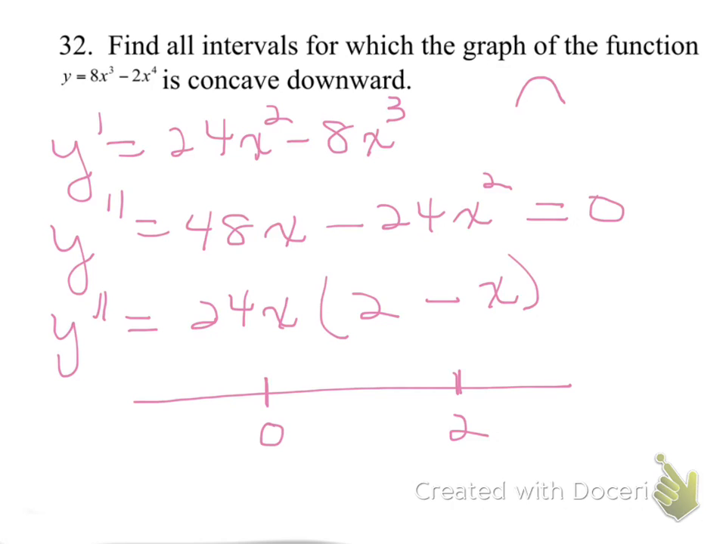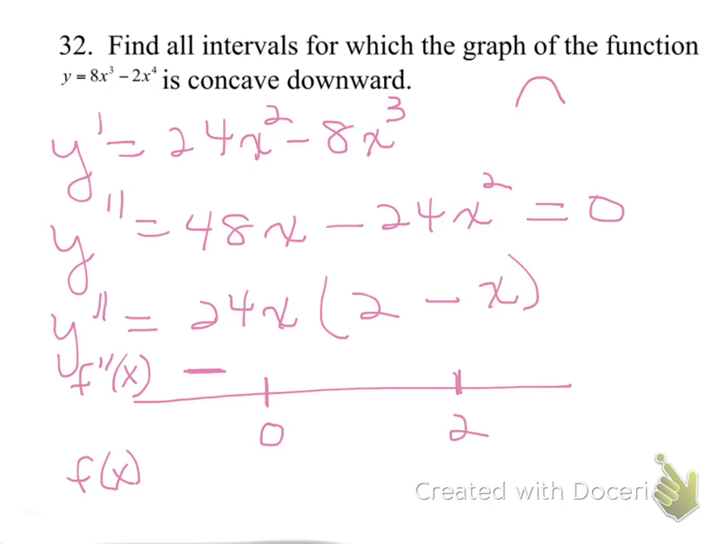So this time, I want to check the second derivative, and then I want to know the direction of my function. So this is still going to be the function, but this is going to be the second derivative. If I check to the left of 0, so if I plug in a -1, 2 minus -1 gives me a negative times a positive, which is going to give me a negative. So I have a negative in this interval.